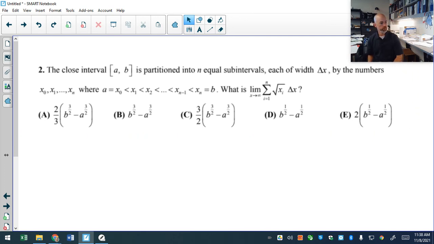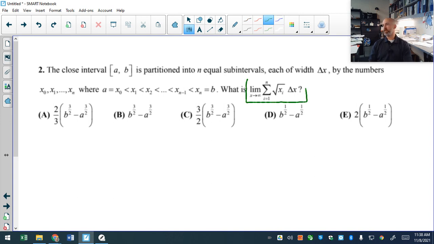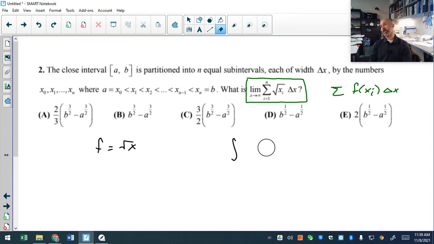Let's look at 2. A lot of words, but this limit right here can be represented in a form of f of x sub i delta x. Only they didn't put f, they put the x sub i under a square root. What do you think that means? That means f is the square root of x, right? The delta x is your dx, so really this limit is representing some integral of the square root of x dx.